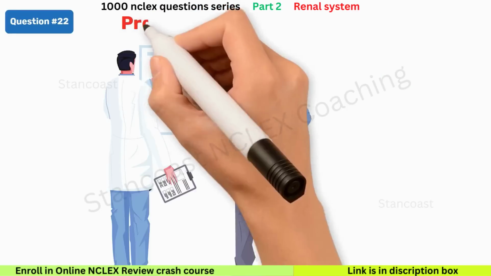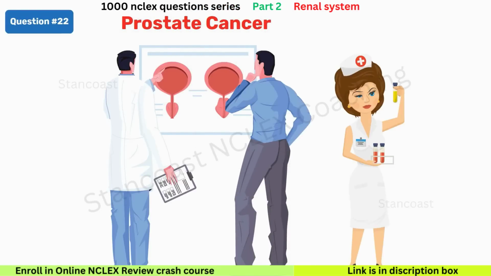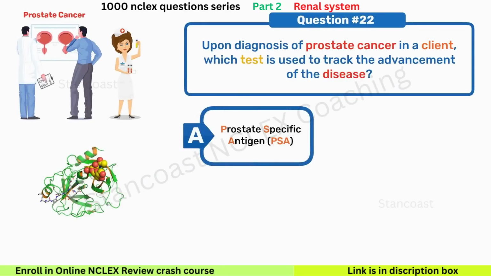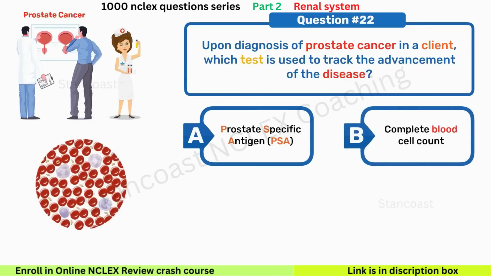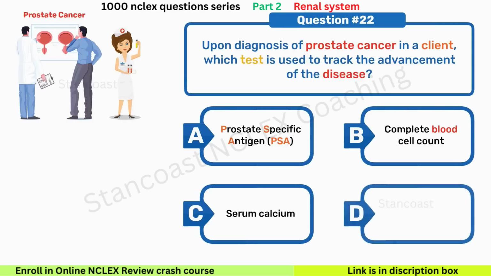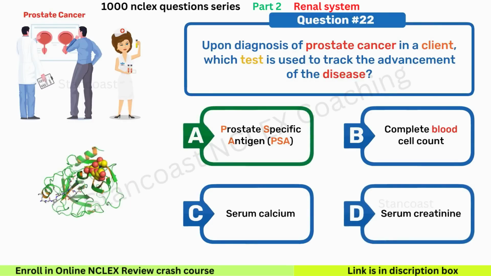Upon diagnosis of prostate cancer in a client, which test is used to track the advancement of the disease? A. Prostate-specific antigen, PSA. B. Complete blood cell count. C. Serum calcium. D. Serum creatinine. The correct answer, A. Prostate-specific antigen, or PSA.